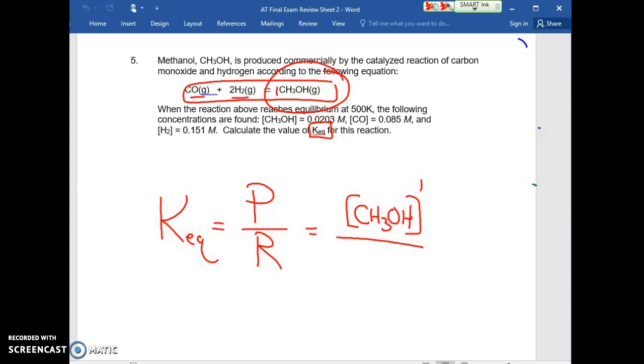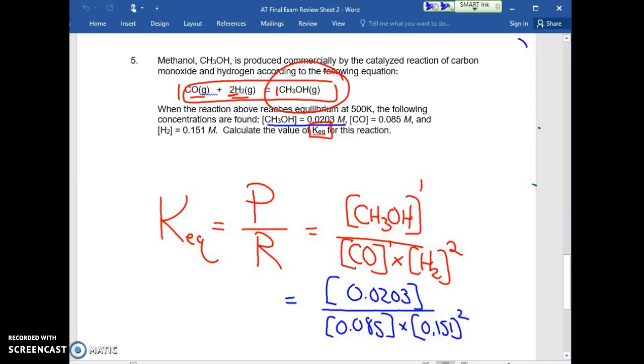Then I have our two gaseous products. I have carbon monoxide, we raise to a 1, doesn't affect it, times H2 gas, here we go. I have 2 as a coefficient. I raise that concentration to the 2. Shall we plug in the values, class? Yeah. Bang. Guys, this is the equilibrium expression with the equilibrium concentrations substituted in.